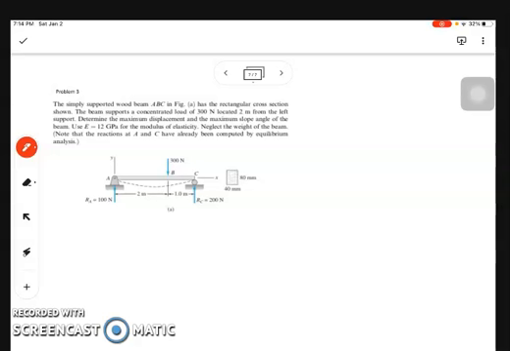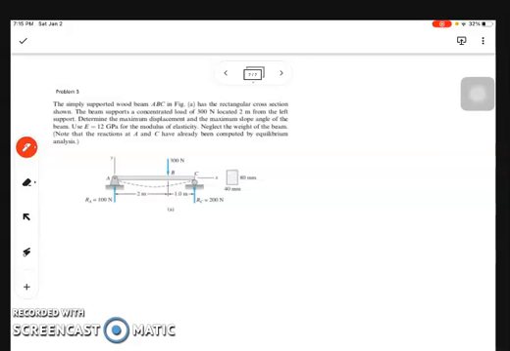Problem number 3. The simply supported wood beam ABC as shown in the figure has a rectangular cross-section. The beam supports a concentrated load of 300 Newton located at 2 meters from the left support. Determine the maximum displacement and the maximum slope angle of the beam. Use E equal to 12 gigapascal for the modulus of elasticity.